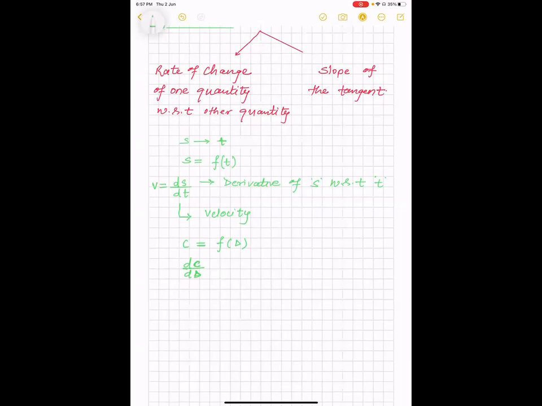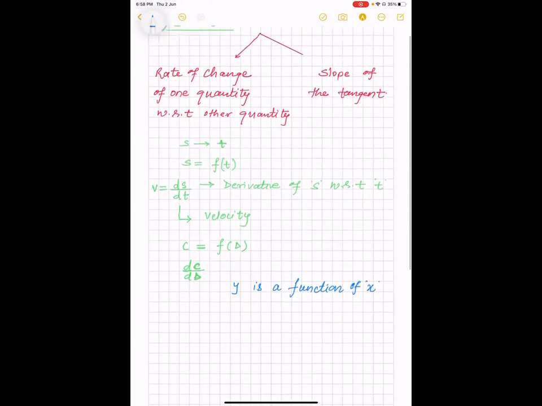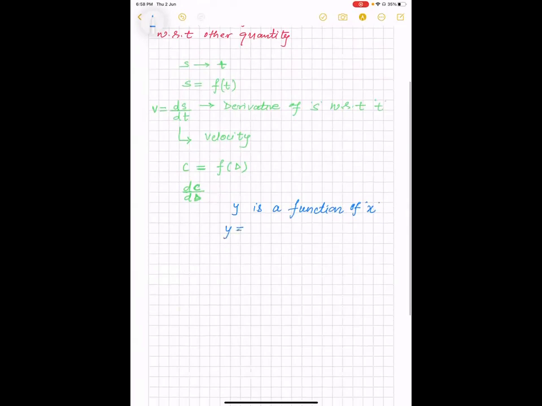In general, usually we take most of the examples where we say y is a function of x. When I say y is a function of x, that means we understand y depends on x. It means if there is any change in x, there will be a corresponding change in y. So in general, this is how we write: y equals f of x, that means y is a function of x.